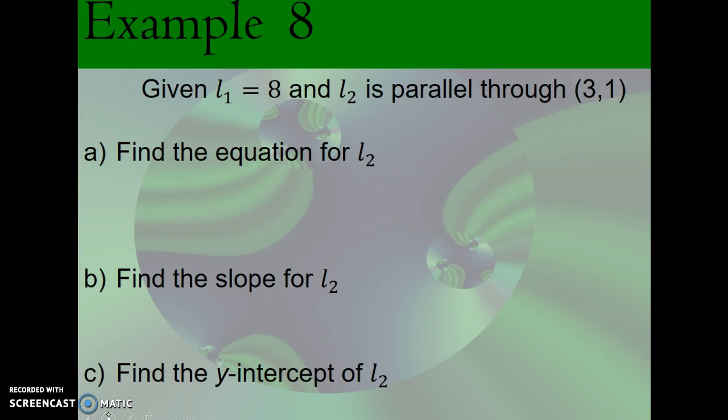Alright, so this is a crazy problem. The best approach is to draw it. If I look at this point, (3, 1), L1 equals 8 is kind of like saying y equals 8, and that's just giving me a horizontal line. L2 is parallel through that (3, 1). When you see it as a picture, it's very easy to see that L2 is also a horizontal line with a height of 1. So I could just say L2 equals 1. The slope of L2, because it's a horizontal line, would just be 0. The y-intercept of L2 is just the coordinate (0, 1). Once I have the picture of what's going on in the problem, it's a lot easier to answer it.